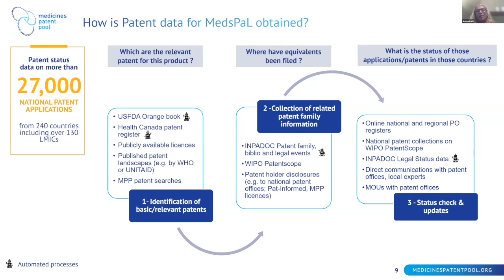So we have a number of memoranda of understanding in place with a number of patent offices. But there are other patent offices with whom we don't have an official agreement, but to whom we write, and usually we get the feedback from them with an update on the patent status, which we then will put into MedsPaL. And this we try to update as much as we can, but at least once per year for each patent. Next one, please.